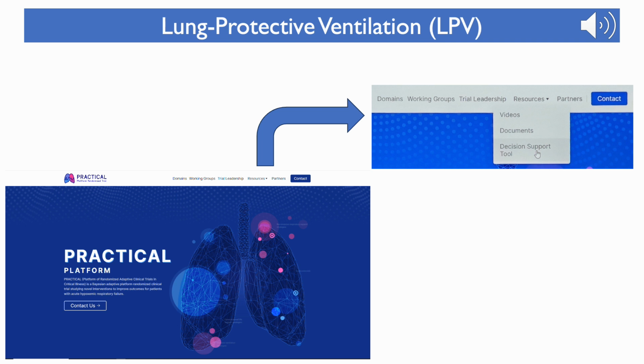To access the app via the platform website, go to www.practicalplatform.org, click on the Resource tab, and then subsequently select the Decision Support tool.